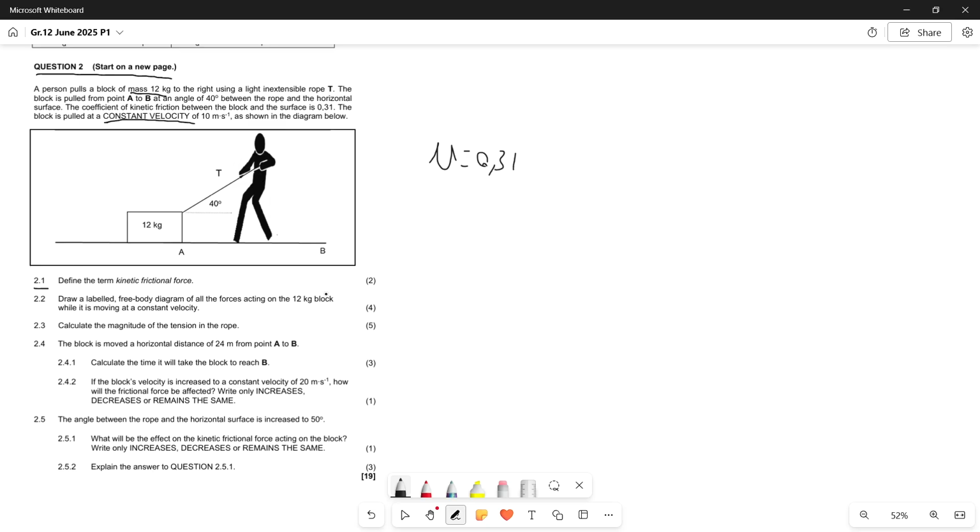So 2.1, we are jumping into a definition, which usually leads us to use that definition in some sort of formula later on. So it is saying define the term kinetic frictional force. This is an all or nothing question. By that it means we either get 2 marks or we get none.